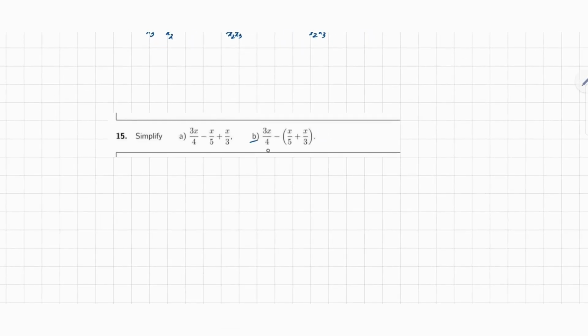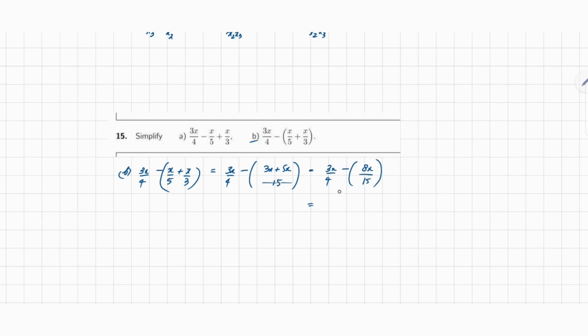Now for question 15, let's do B. We have 3x over 4 minus x over 5 plus x over 3. To simplify this, we can begin by simplifying this second term. So we have 3x over 4 minus, we can cross multiply as there are no common factors within the denominator. We have 3x plus 5x over 15. So that gives us 3x over 4 minus 8x over 15.